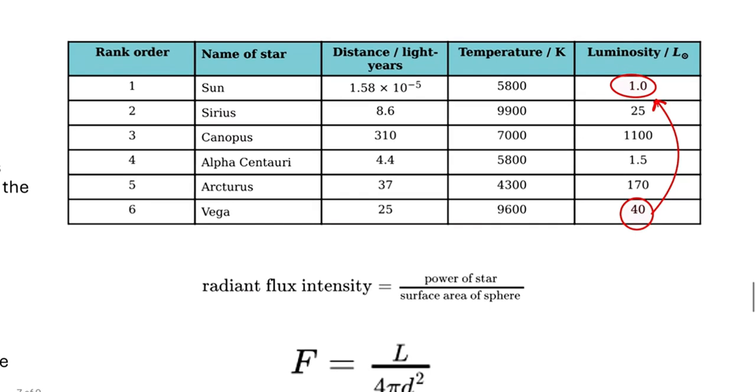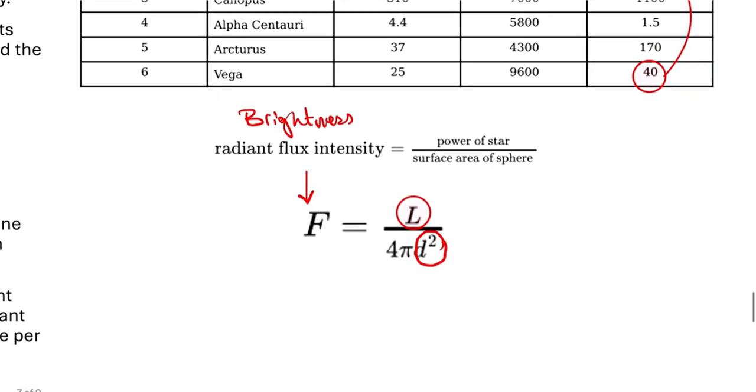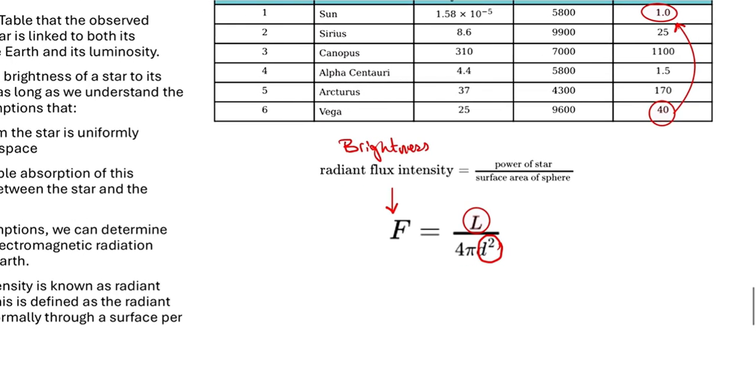Now, knowing the luminosity of a star, knowing also its radiant flux intensity or brightness, F, we could find how far it is from Earth using the inverse square law.